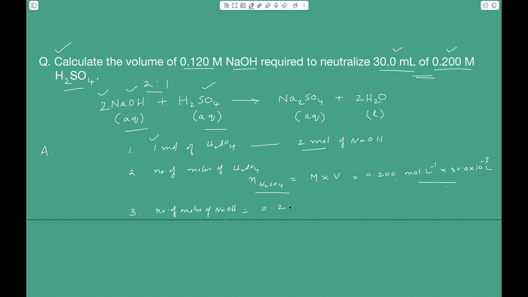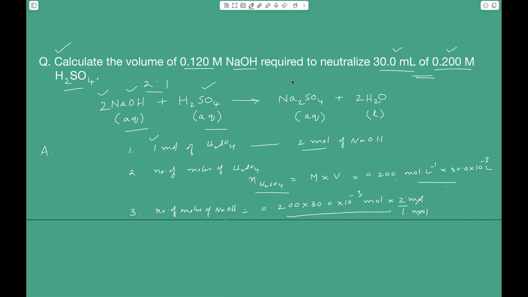So, 0.200 multiplied with 30 multiplied with 10 to the power of minus 3 mole, multiplied with 2 over 1, or to be precise 2 mole over 1 mole, these two get cancelled. So, this is the number of moles of sodium hydroxide required to react with the number of moles of sulfuric acid present in 30 milliliters of 0.2 molar aqueous solution of sulfuric acid.